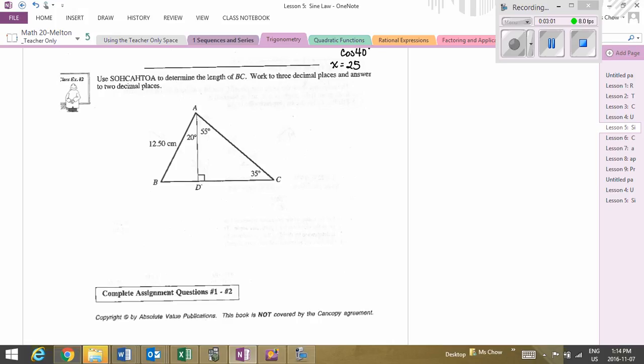Again, if you want to try this on your own, just hit pause and come back and take a look at the solution. Otherwise, I will work this one out with you then.